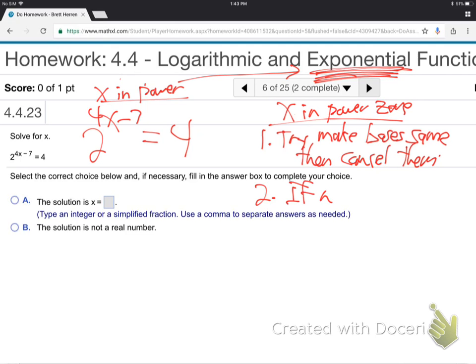If not, log both sides. Yeah, so that's the plan when x is in the power zone. You need to really see that.